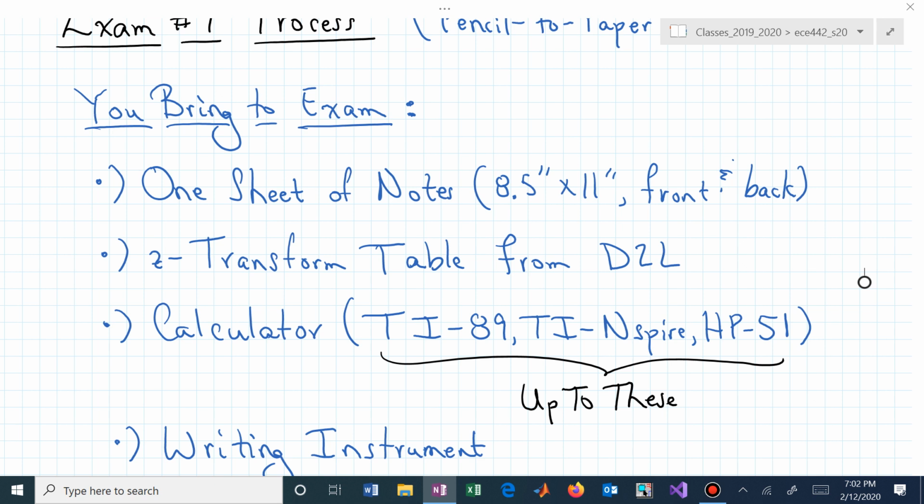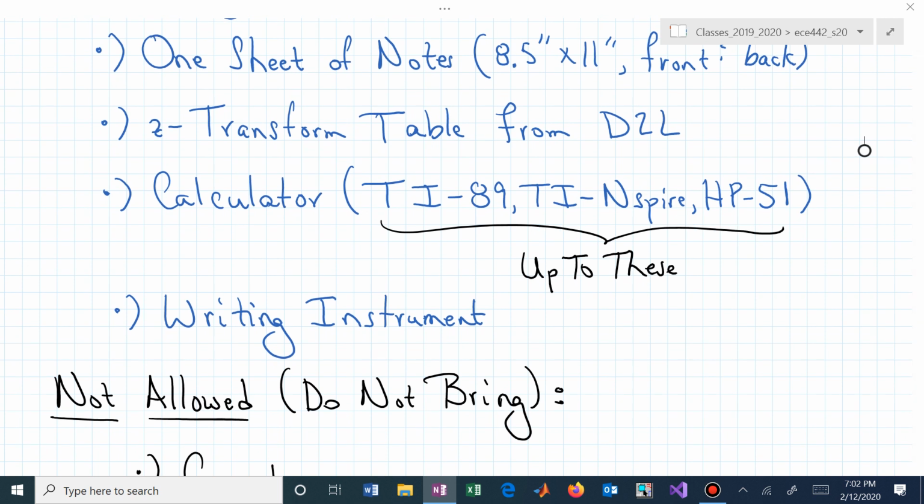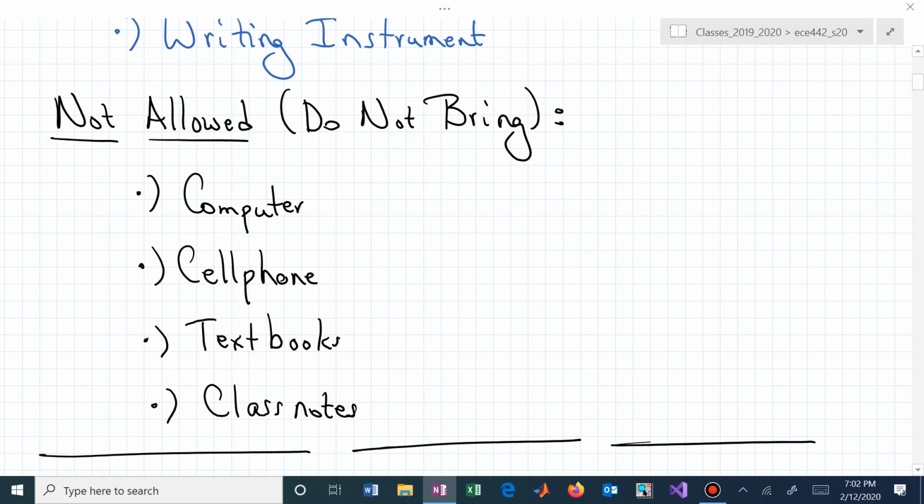Calculators, you can bring up to these: HP 51, a TI Inspire, a TI 89. Something to write with. I don't want you to have to write with blood. So a pen or pencil.